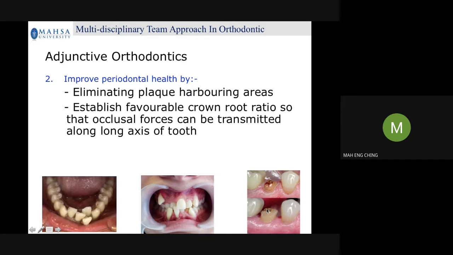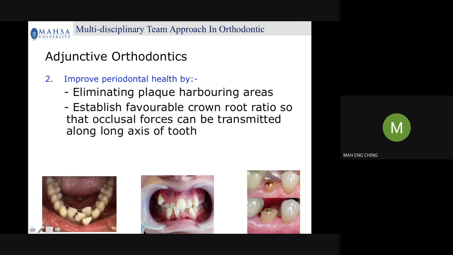You can see how much we extrude the tooth. Then you need about 2 to 3 millimeters minimum of height before you can do a good crown. If you just do it on the flat surface, then most probably after a few months, even years, the crown might be fractured. So this is called orthodontic extrusion. You will achieve a better crown-root ratio.